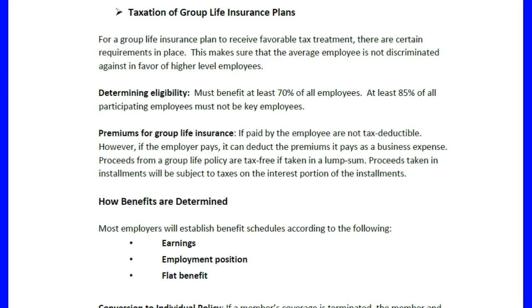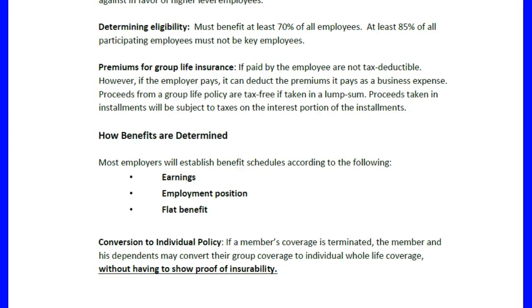Premiums for group life insurance paid by the employee are not tax deductible. Again, not tax deductible if paid by the employee. However, if the employer pays, it can deduct the premiums as a business expense. So for the employer, it can be deducted as a business expense. For the employee, it is not tax deductible.